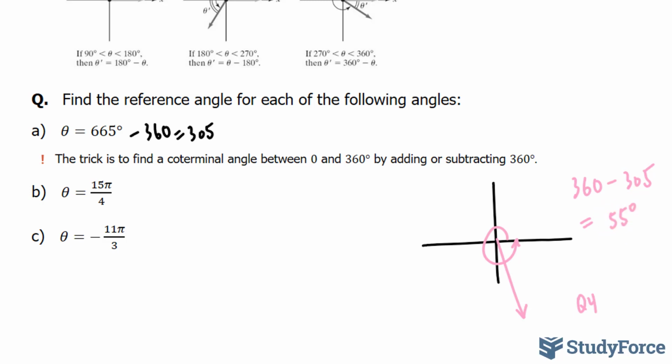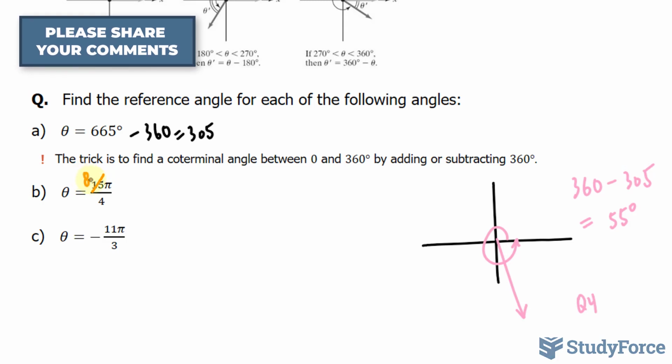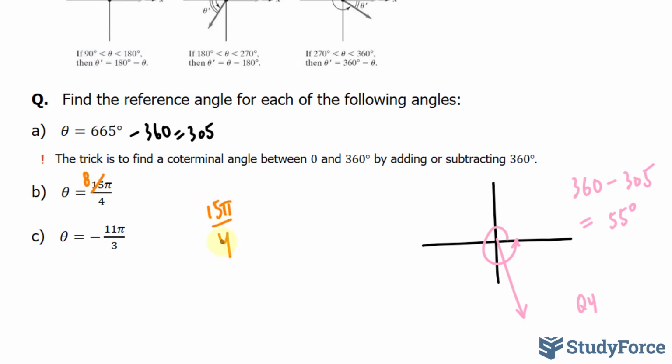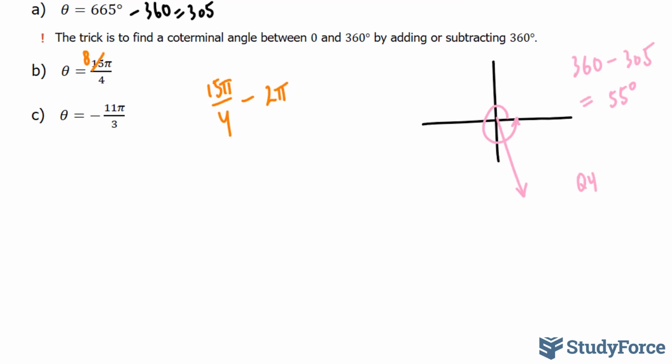In question B, our angle is 15 pi over 4. 15 pi over 4 is clearly greater than 2 pi, because if this were an 8, it would be 2 pi. Since we have 15 pi over 4, what we have to do is subtract by 2 pi until we get to an angle that's between 0 and 2 pi. So if I subtract this from 2 pi, you can use your calculator to do this, or you can do it by hand. I'll show you by hand, just in case your teacher doesn't let you use your calculator.